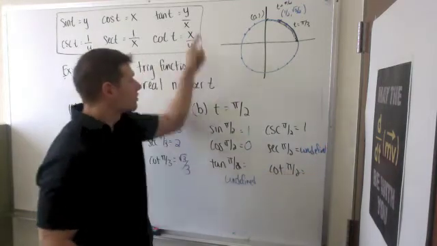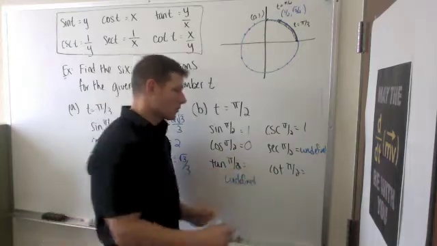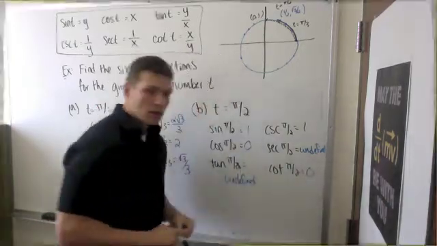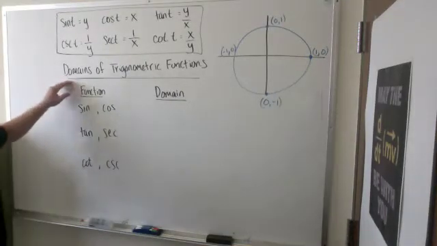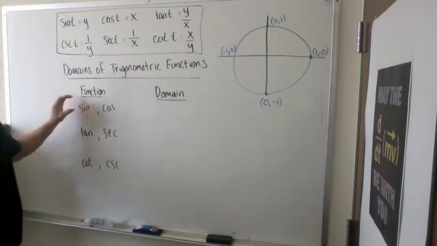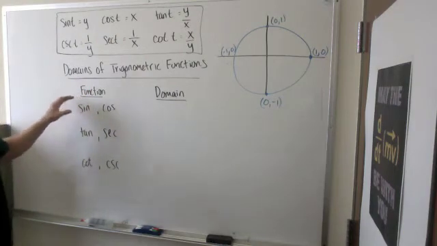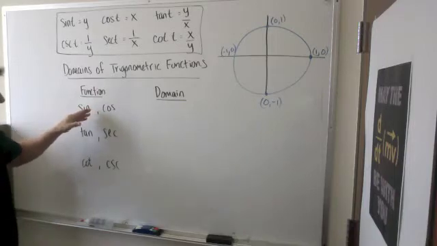And now we have x over y, which is the reciprocal of 1 over 0, which was undefined, so it'll be 0 over 1, which puts that at 0. Okay, so now we have the domains of the trigonometric functions. These are functions. They have domains. Domain is what values are allowed to be put in. In other words, what numbers is it allowable?